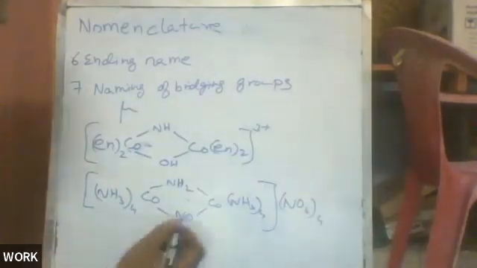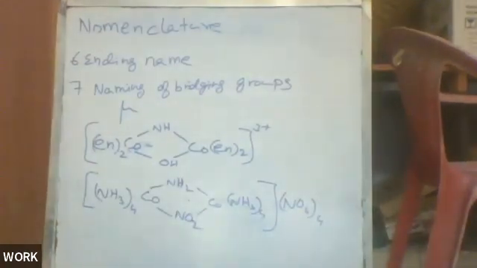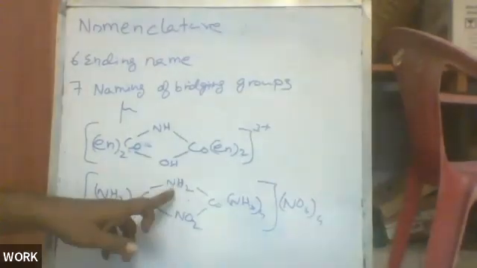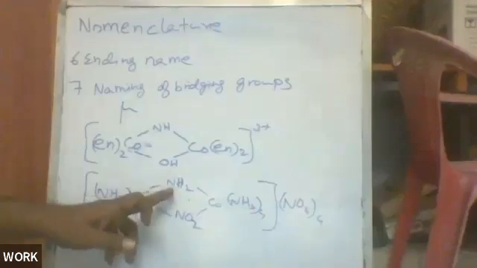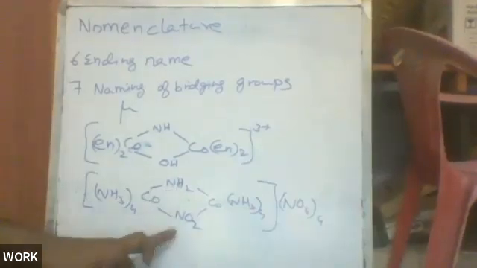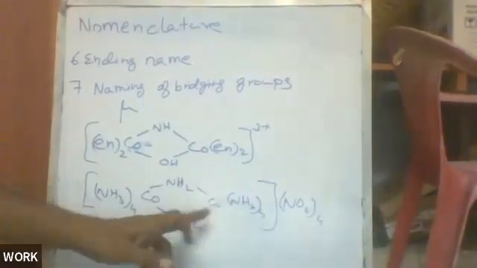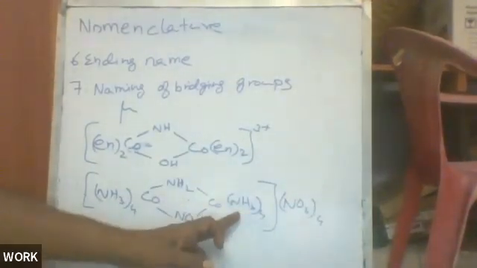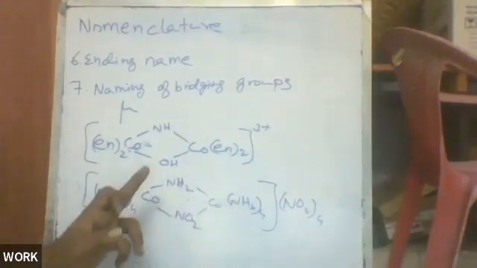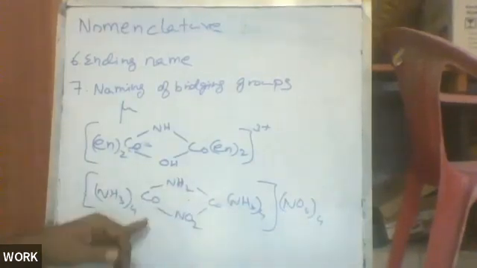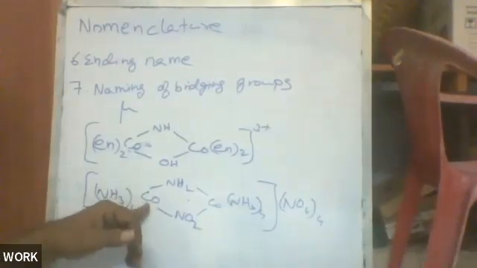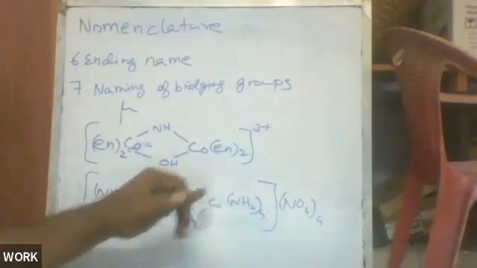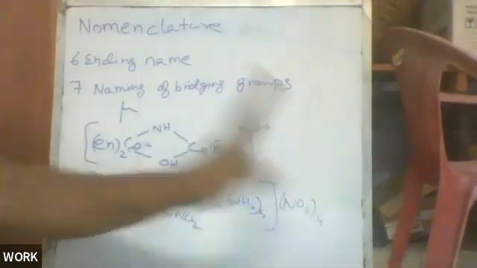Sorry, I have mentioned NO2, so it's nitro. Both NH2 minus and NO2 minus are minus 1 each, so they are bridging ligands. They will contribute 1 and 1, that is, it will give Co(III) and Co(III). NH3 gives zero contribution, whereas these two will contribute. According to that, we get cobalt(III). So tetraammine cobalt(III), mu-amido, mu-nitro, tetraammine cobalt(III) nitrate.